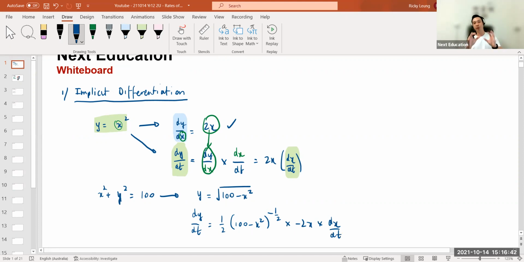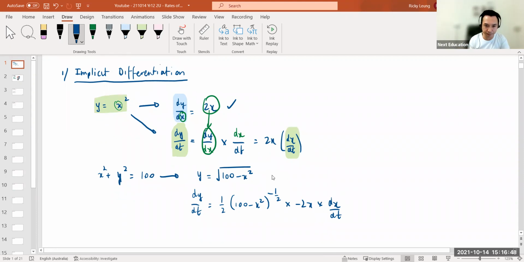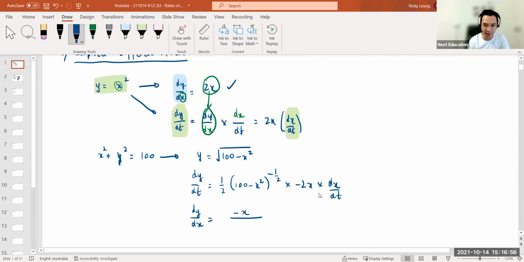So if I'm going a bit too quickly here, refer to the last video, and that was exactly the process we did. And then if you clean this up, you get dy/dt equals, the 2's cancel out, and you get minus x on top. You bring the negative half power downstairs, so it becomes a square root. I'm just speeding this up to demonstrate, and you get a y times dx/dt. That's what you got last time.